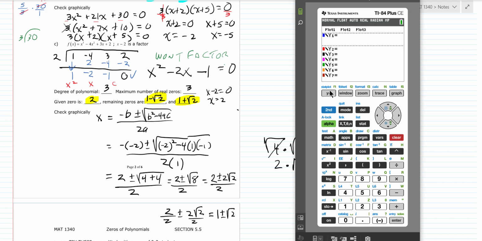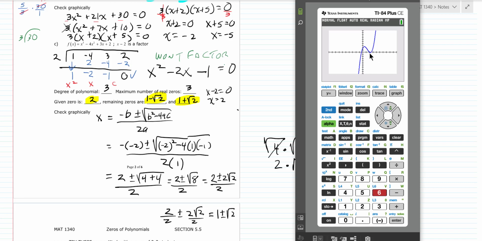So I'm going to put in the original problem, which is x to the third minus 4x squared plus 3x and then plus 2. Okay, there's my graph right there, and this thing does have 3 zeros. I'm going to take this back to a standard window, so I'm going to go zoom 6. That way I get a little bit better view on this.